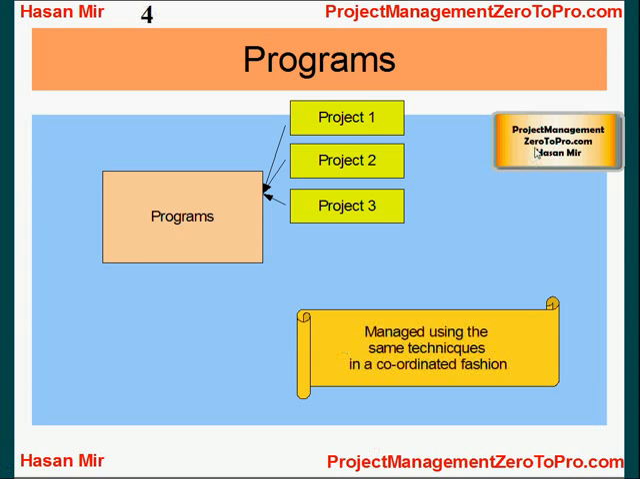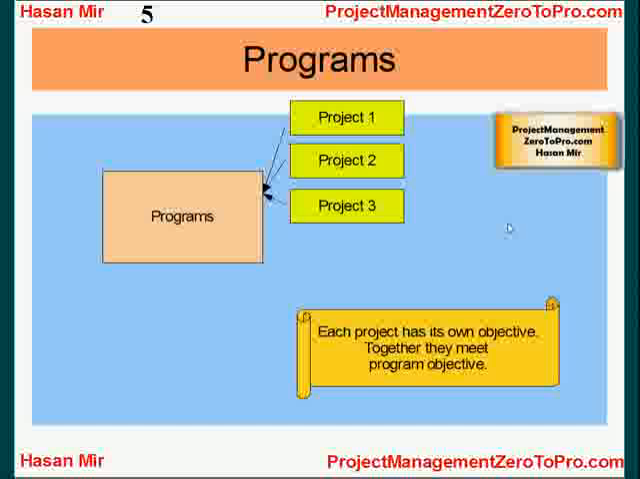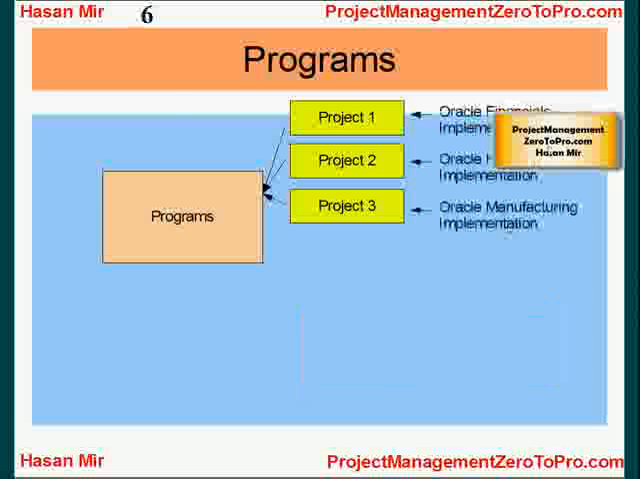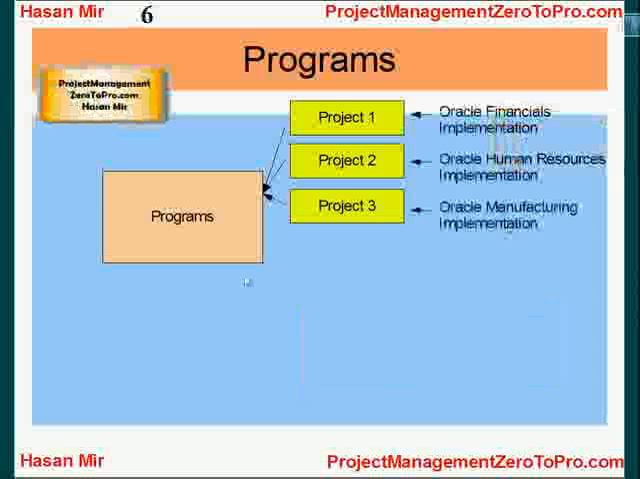A program manages all these projects using the same techniques and in a coordinated fashion. Each project has its own objective. Together they meet the objective of the program. Having said that, a program has its own objective as well. So this is an example.